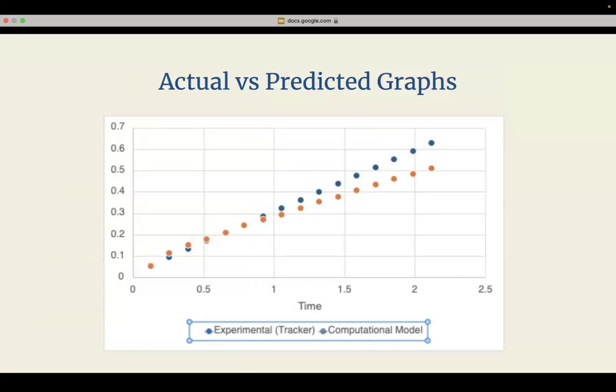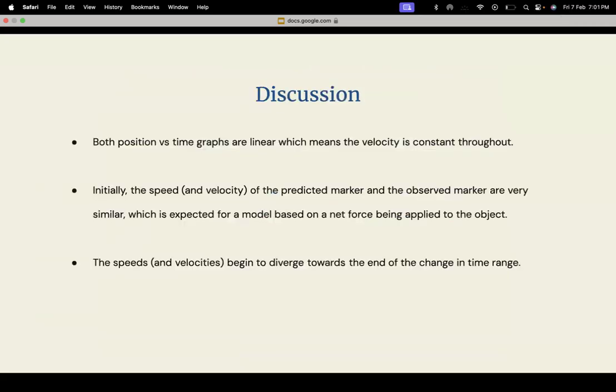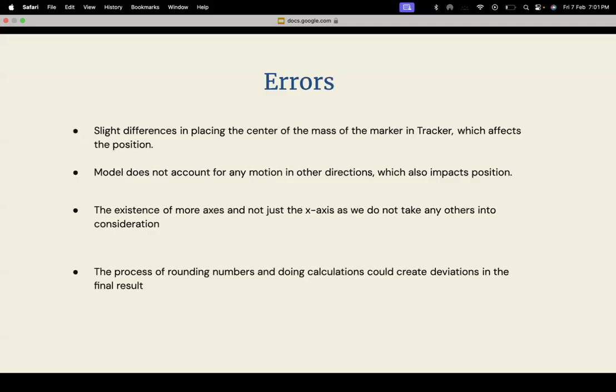Now, when it comes to the actual and the predicted graphs, these are the two graphs that I got, with the blue dots showing the experimental or Tracker and the orange dots showing the computational model that I got from my code. When it comes to discussion, both graphs were linear, meaning the velocity is constant throughout. Initially, the speed of the predicted marker and the observed marker are very similar, which is expected for a model based on a net force being applied to the object, but the speeds and velocities begin to diverge towards the end of the change in time range.